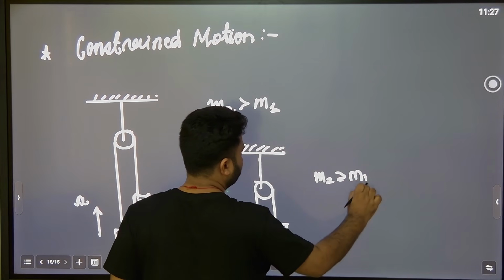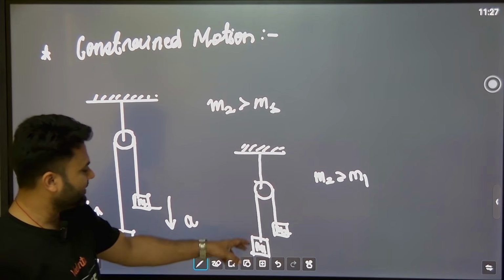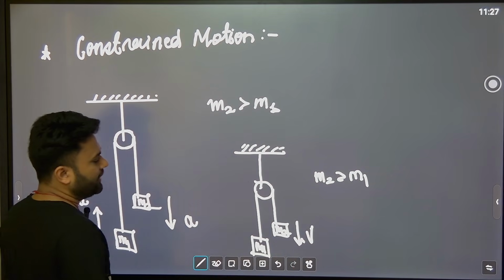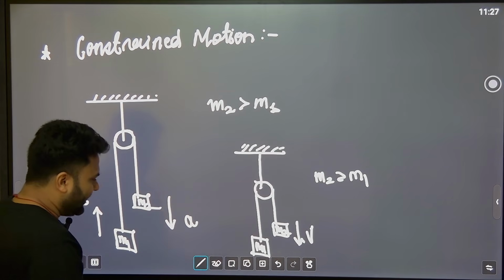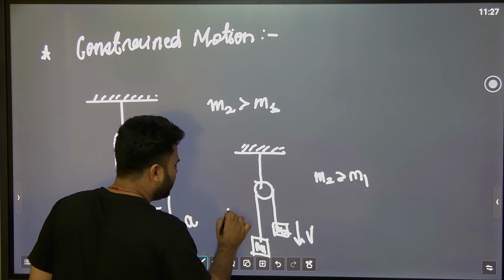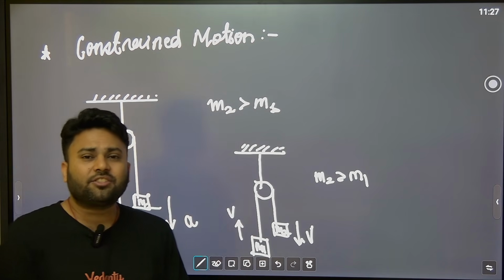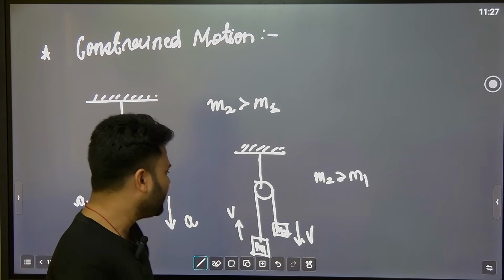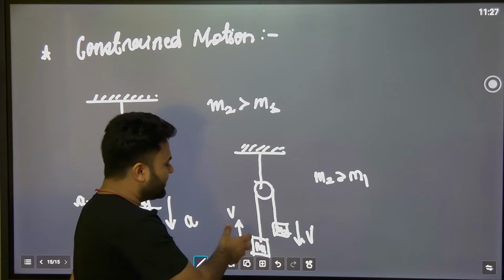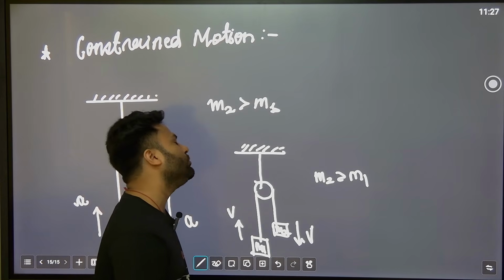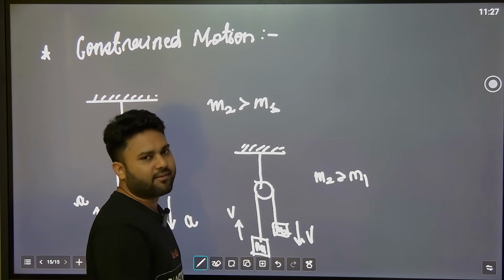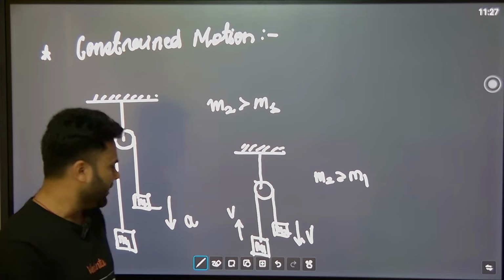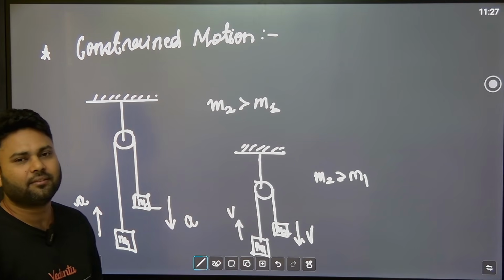Same situation. M2 is greater than M1. What I'm saying, this is heavy, this is light, this will go down. Suppose at any point its speed is V. It is going down with some speed V. Definitely you know this will also go up with speed V. This is called constrained, restricted, means it is going with V. This will also have to go with V only. It is not like this is going at 100 meter per second and this is saying, you go fast, I will go slow. No. If it is going with 100, this will also go with 100 meter per second. If it is accelerating A, this will also accelerate by A.